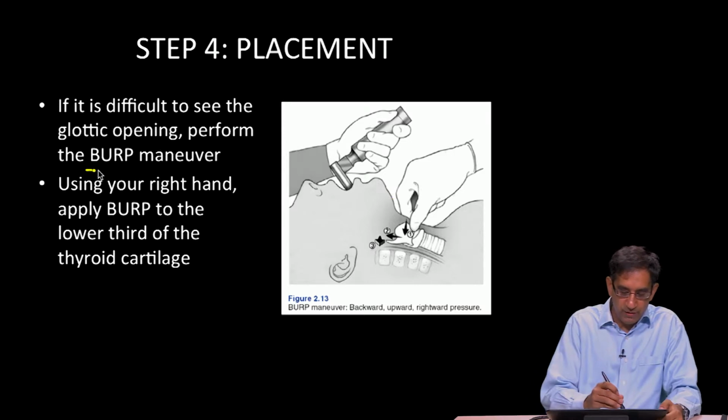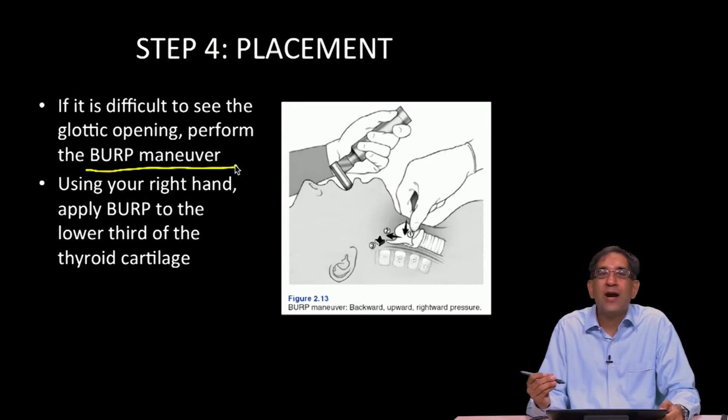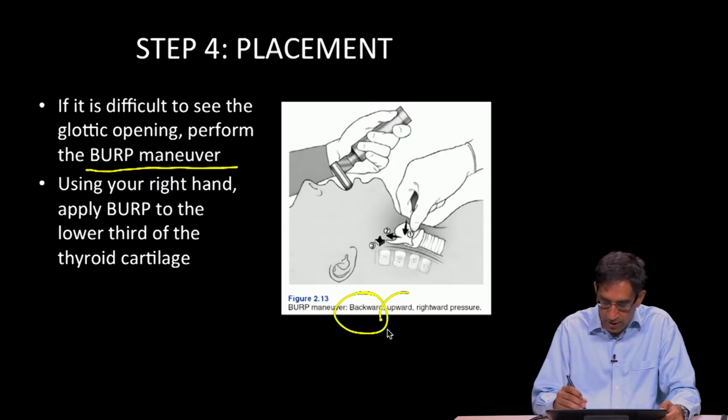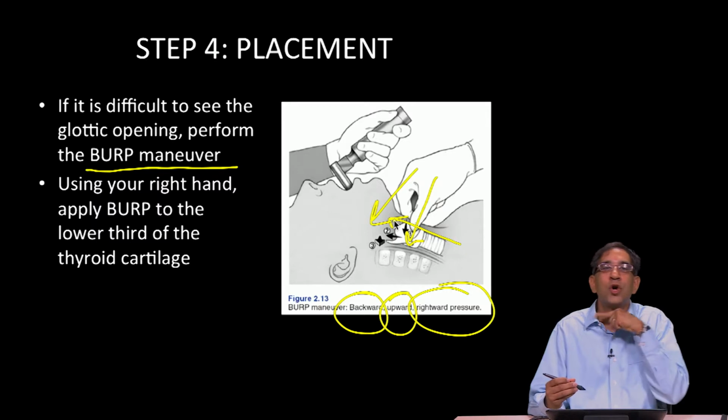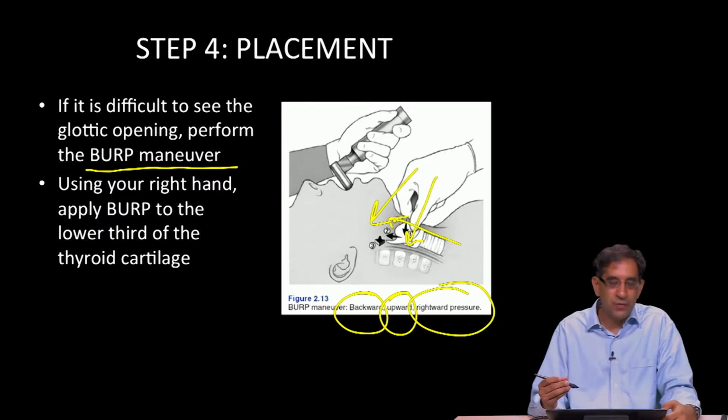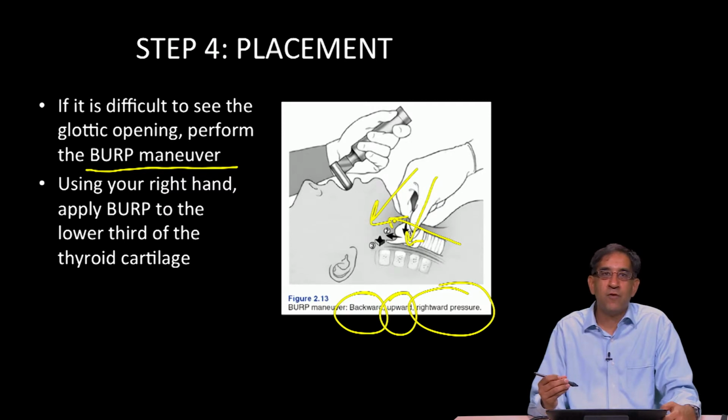And the BURP maneuver stands for backward, upward, rightward pressure. So you're going to push back, you're going to push up, and you're going to push to the patient's right. And in doing that, you may improve visualization of the vocal cords.